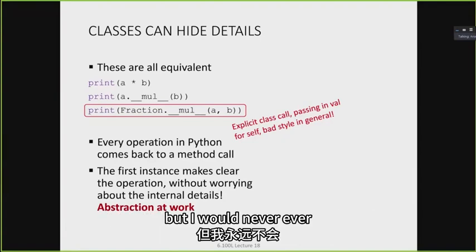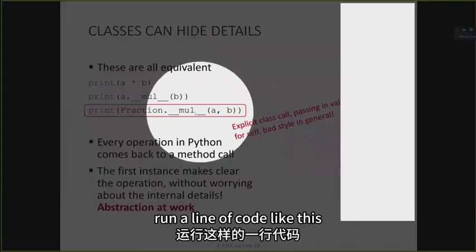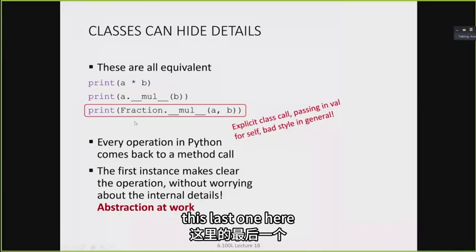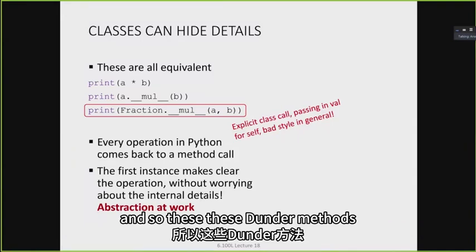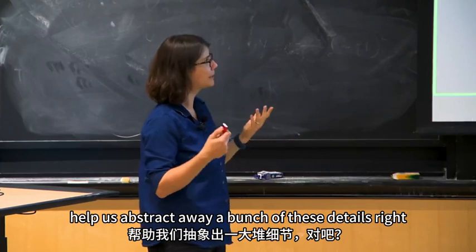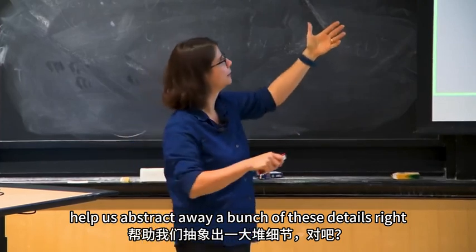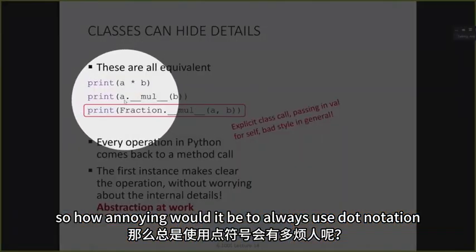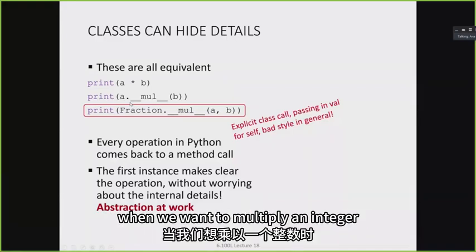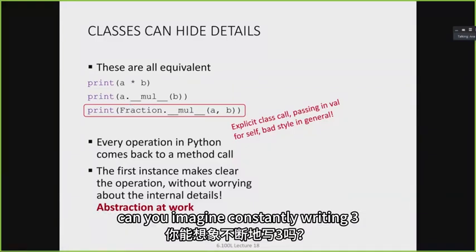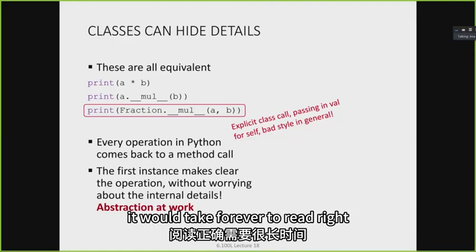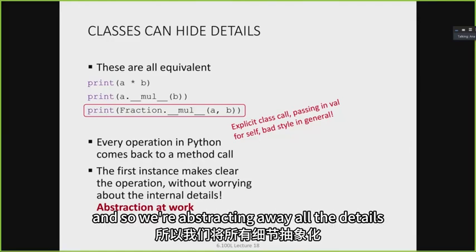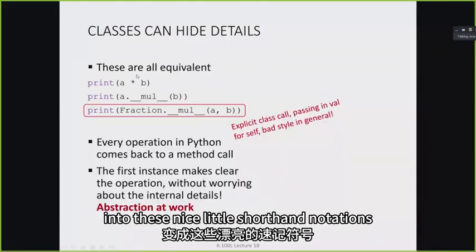But I would never, ever run a line of code like this last one here. This is just for your information. It's non-Pythonic. It's just very verbose. And so these dunder methods help us abstract away a bunch of these details. How annoying would it be to always use dot notation when we want to multiply an integer with another integer? Can you imagine constantly writing 3 dot double underscore mul double underscore 4? That would be very bad code. It would take forever to read. And so we're abstracting away all the details for calling these methods into these nice little shorthand notations.